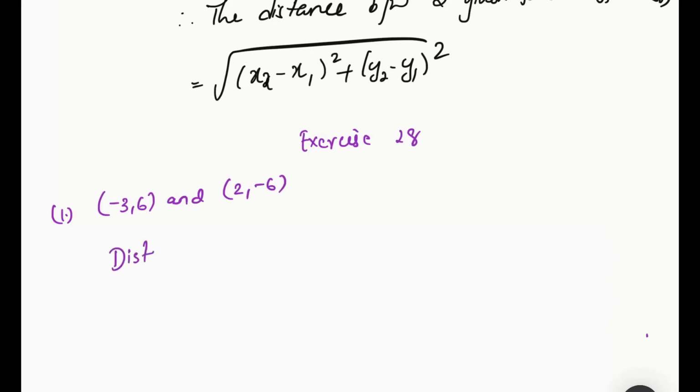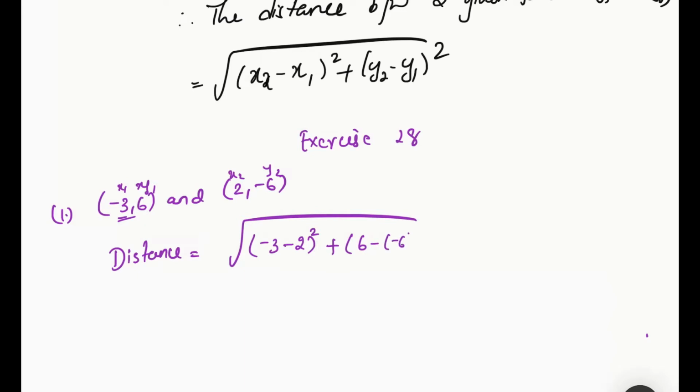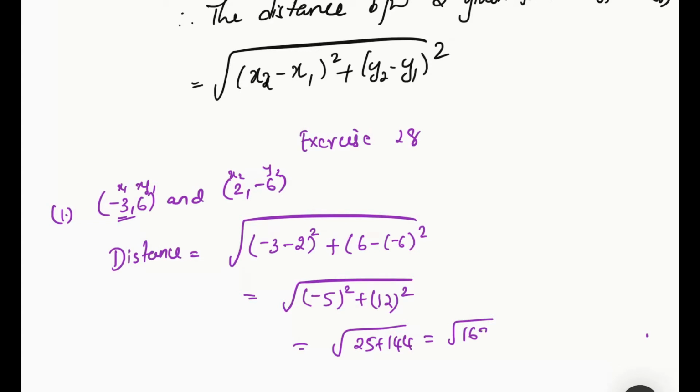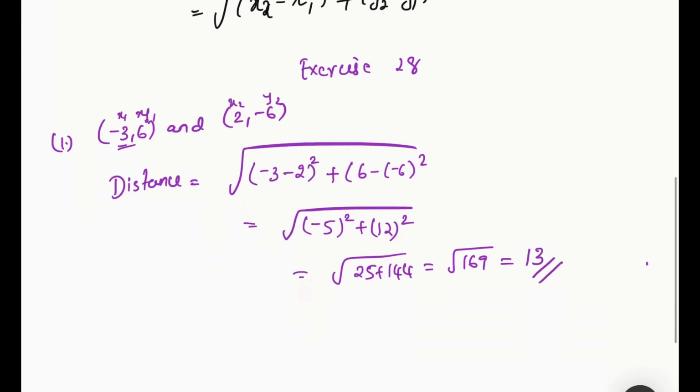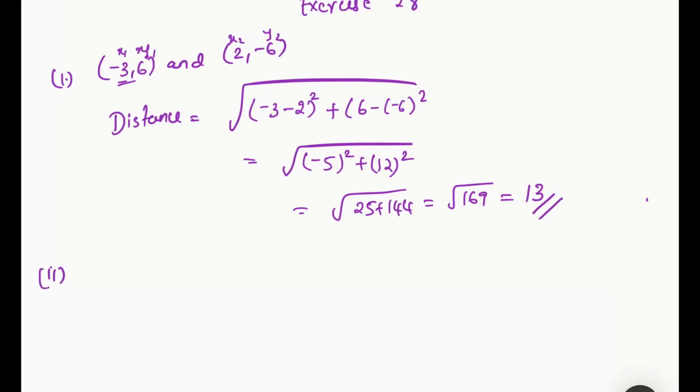So how do I do? Distance is equal to root of, I'll directly substitute x1 minus x2 or x2 minus x1. So I'll start with x1. This is my x1, y1 and this is x2, y2. So minus 3 minus 2 whole square plus 6 minus of minus 6 whole square. So what you get? Minus 5 the whole square plus 6 plus 6, 12 the whole square. 5 square is 25 plus 144 equal to root of 169 equal to 13. This is how we solve distance formula.